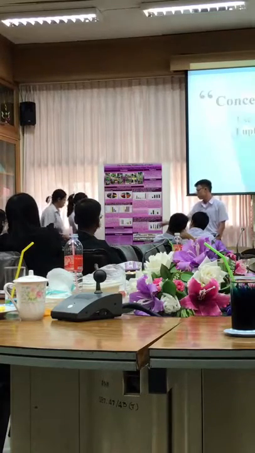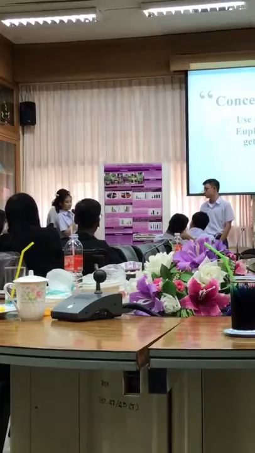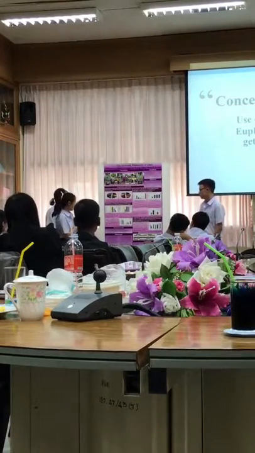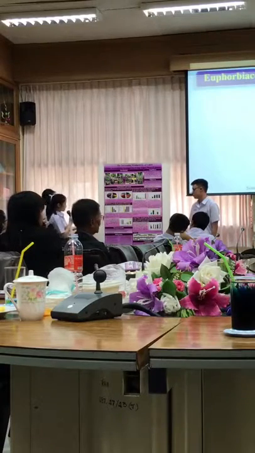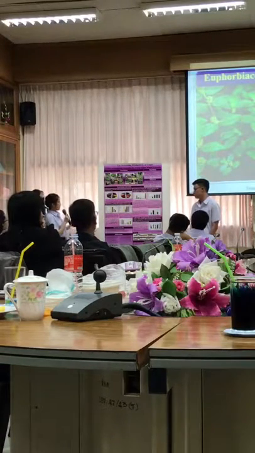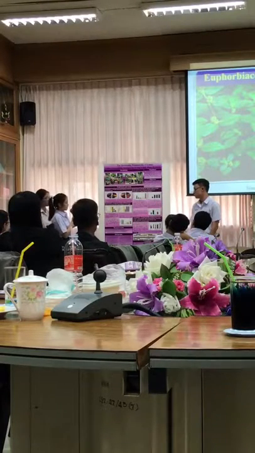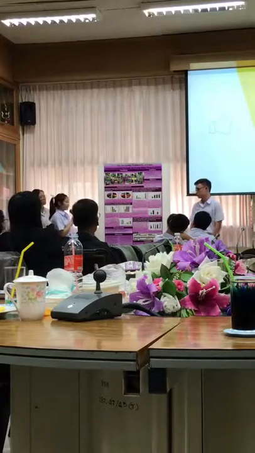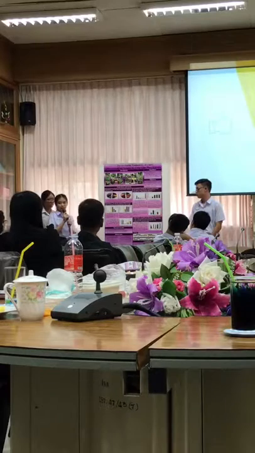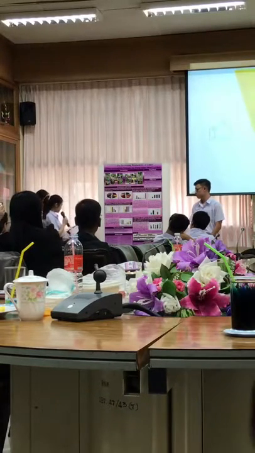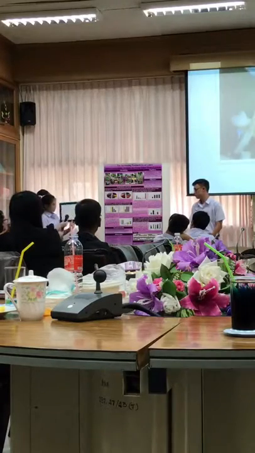effectively, considering the concentration and the durability of the good extract. According to the experiment, we found that the good extract from garden spurt with 0.1% concentration mass per volume is the most effective in killing and preventing the leaf miner. It can kill the leaf miner within 3 days. You can see the gap.